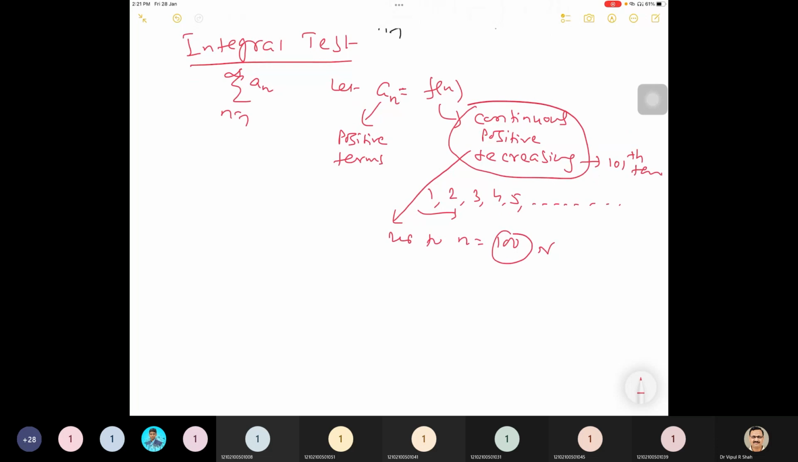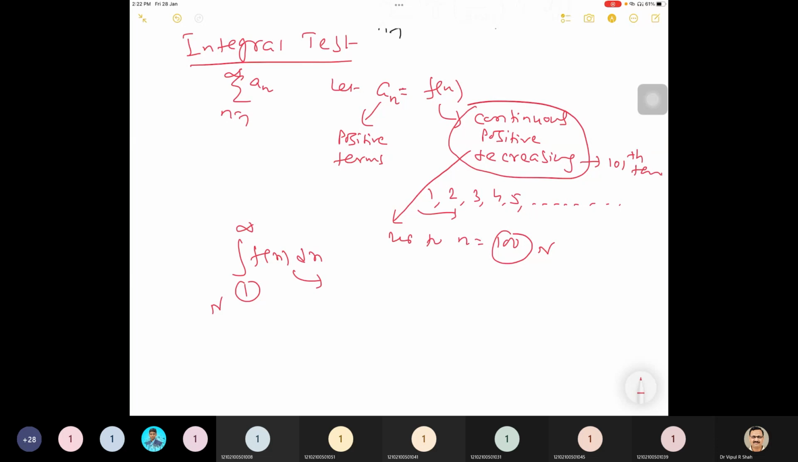Okay, so this is a function that satisfies this condition. If it is satisfied from 1, we take the integration from 1 to infinity. Suppose it is satisfied from 101, then we take the integration from 101. In general, if it is satisfied from n, we take it from n. Then you take f(x) dx and take the integration.